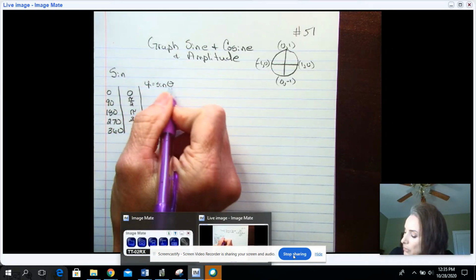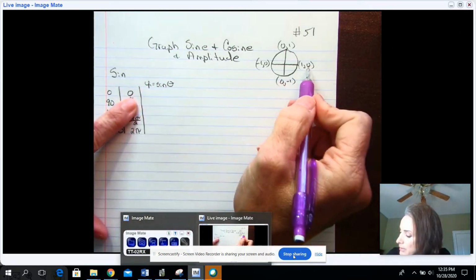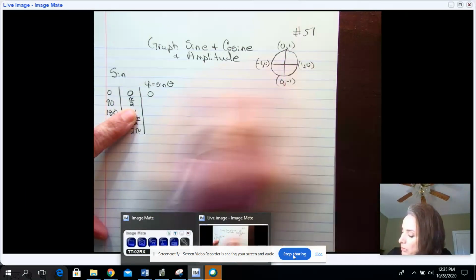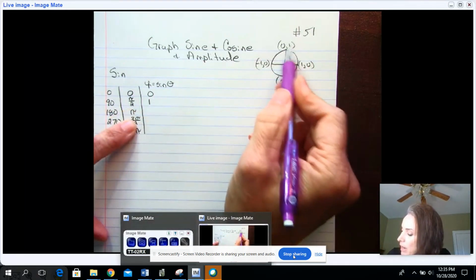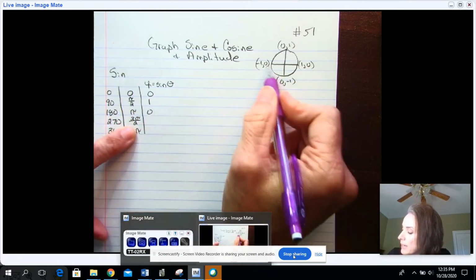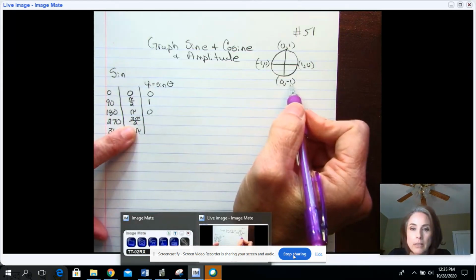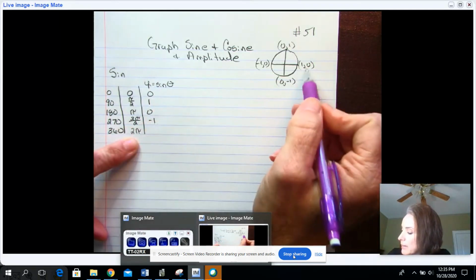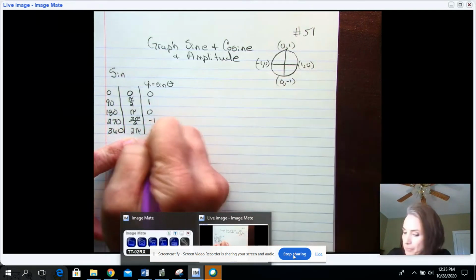So the sine of 0 degrees is 0. The sine of 90 degrees, look at the y value, is 1. The sine of 180 degrees, look at the y value, is 0. The sine of 270 degrees, the y value is negative 1. And the sine of 2 pi is back at 0.